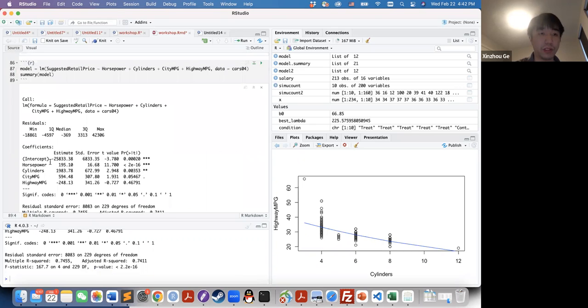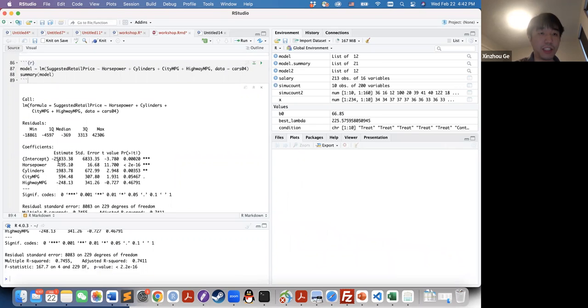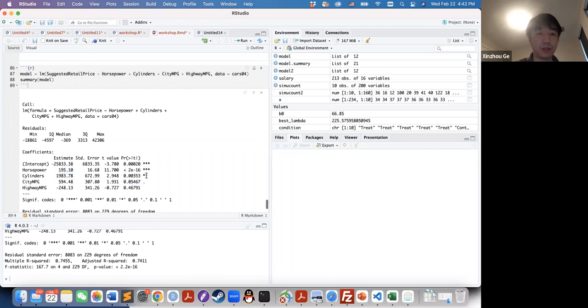So we will know the estimated coefficients for different predictors. For example, the estimated coefficient for city MPG is 594, and its p-value is 0.05, which is not less than the 0.05 threshold. So here, only two predictors have significant p-values in this case, only horsepower and cylinders.